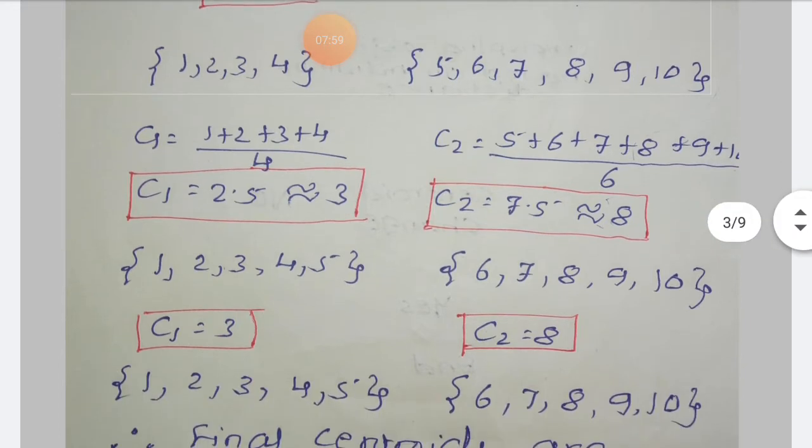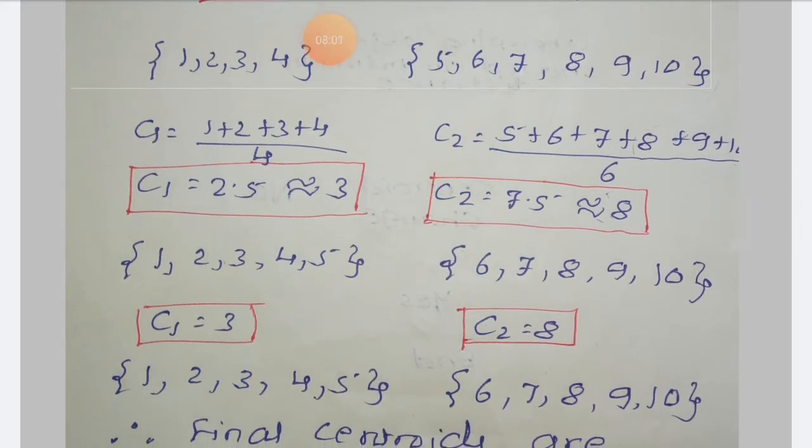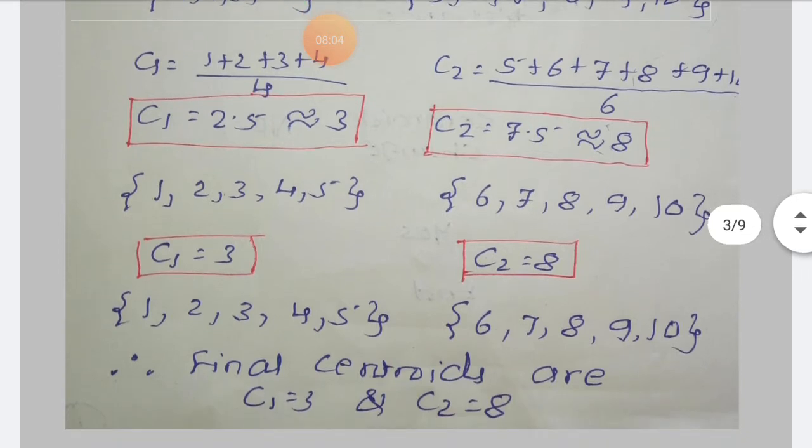So these are your final centroids, that is C1 and C2 are 3 and 8 respectively. And the cluster points, in the first cluster I am getting 1, 2, 3, 4, 5 and in the other cluster I am getting 6, 7, 8, 9 and 10. So here we have to stop.